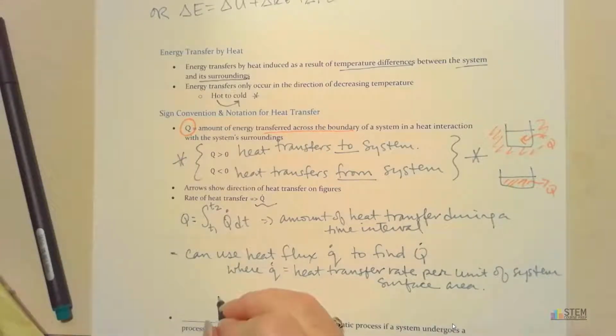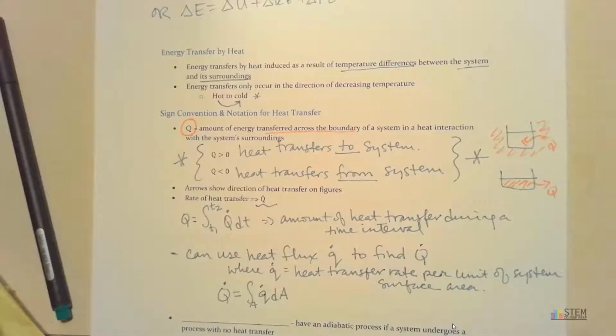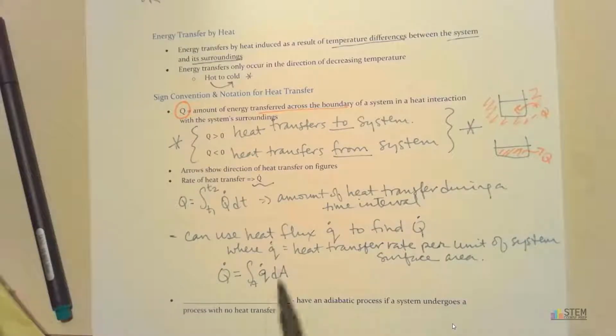And the mathematical equation for that, you could say Q dot is equal to the integral over the area of little q dot times dA. Okay? And we're not really going to use this equation in this course, but that's what it is if you care to look at it.